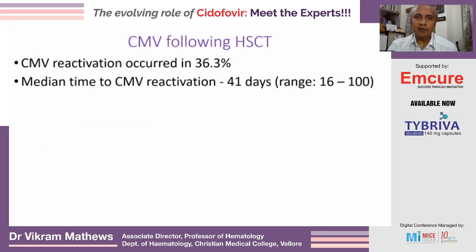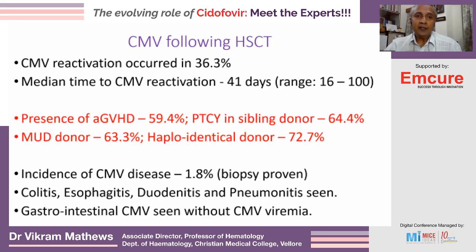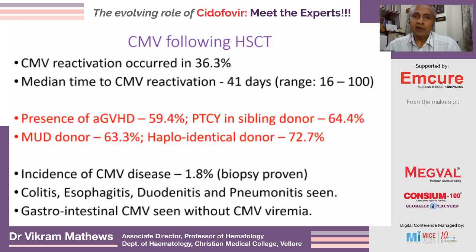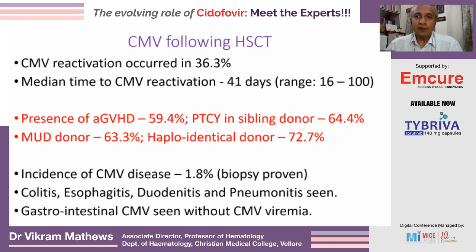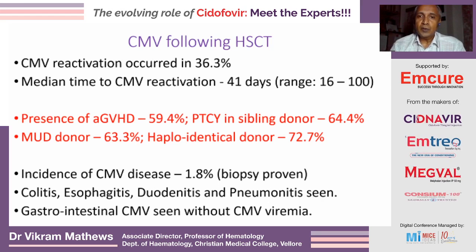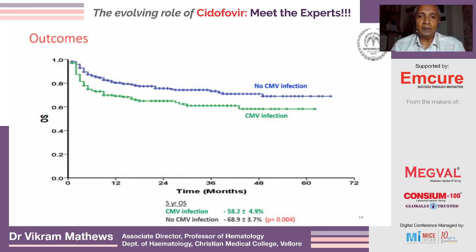The median time to CMV reactivation was 41 days. And here you can see, in different types of settings, the amount of CMV reactivation. All of us recognize that with acute GVHD and treatment for acute GVHD, we have greater reactivation, 59.4%. With PTCY, it goes up to 64.4%. And it goes up to 72.7% when we have a haploidentical donor. So truly, with the increased use of haploidentical donors, we are seeing this problem much more.